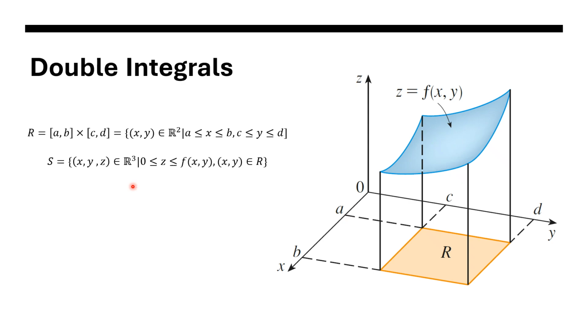Okay, now our goal here is to determine the volume of this solid. Take note that this is our solid. Now, the first step of determining the volume of the solid is to divide the rectangle R. We can divide the rectangle R into subrectangles, so we have a division into subrectangles.